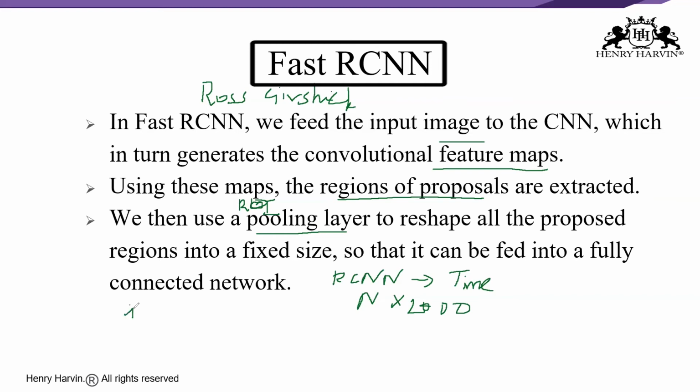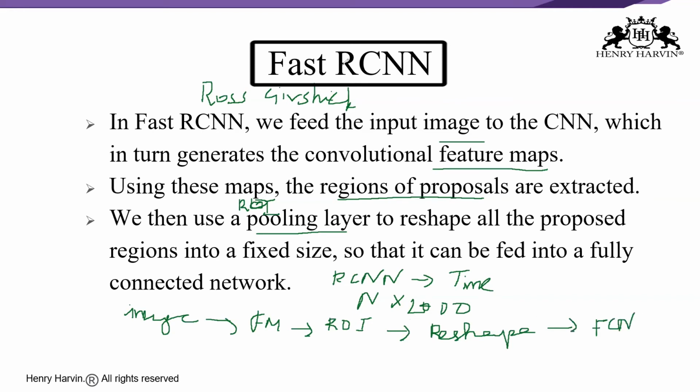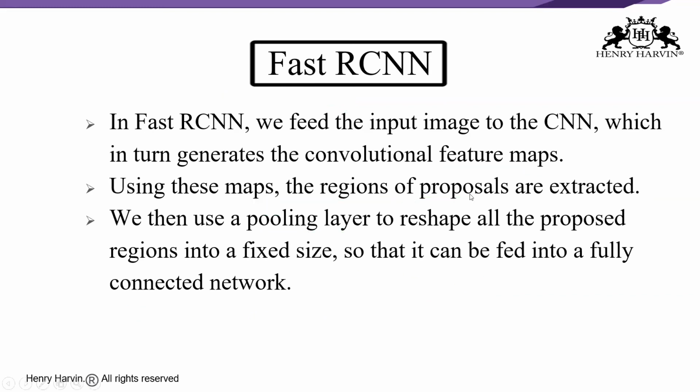So what happened over here? The first step is the image. Then it is converted into a feature map, and based on this, the ROIs are extracted. Then, using the pooling layer, reshaping is done. And then it is passed into the fully connected network. So this is what basically happened over here.